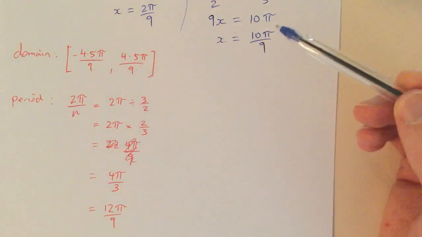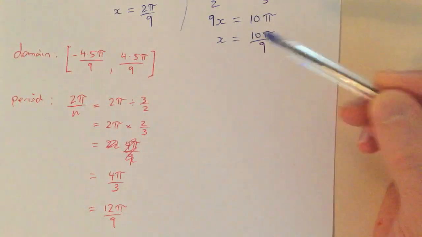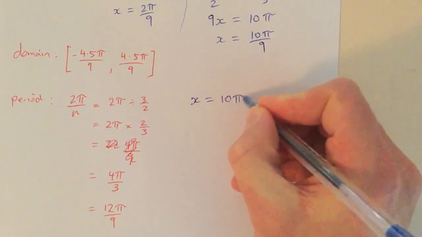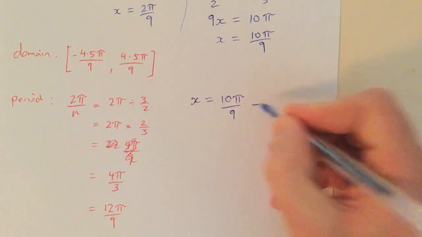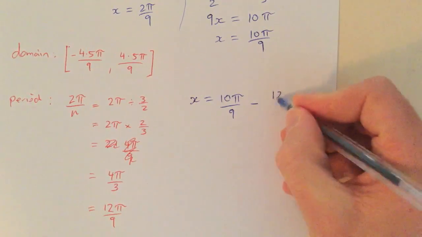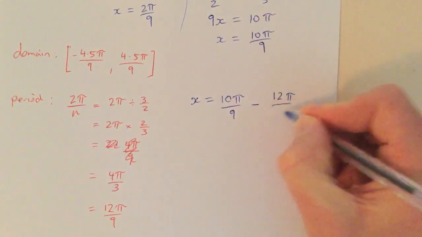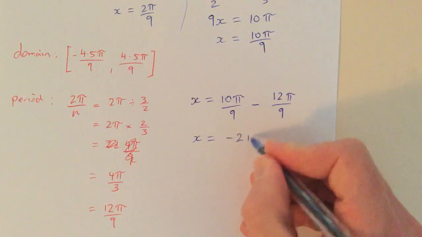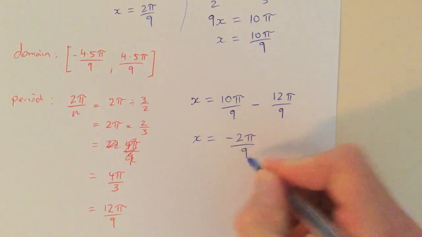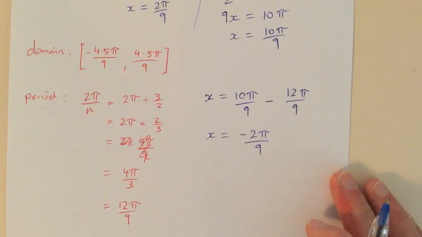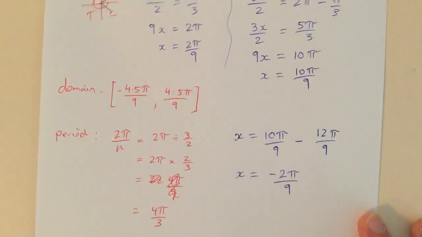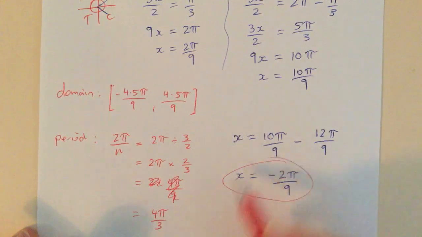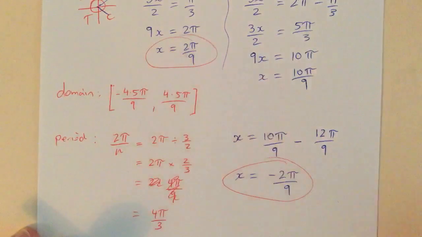So let's try that. It was x equals 10 pi over 9 minus the period, which is 12 pi over 9, and that gives me negative 2 pi over 9. So the two solutions that are actually inside the domain are these two, x equals negative 2 pi on 9 and x equals 2 pi on 9.